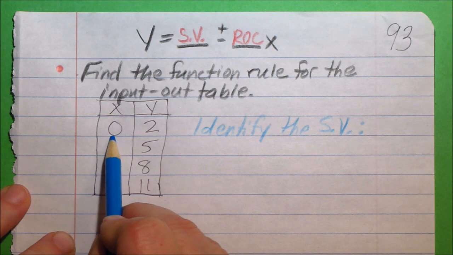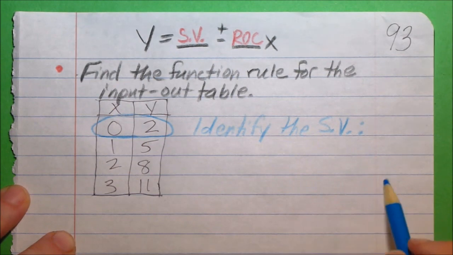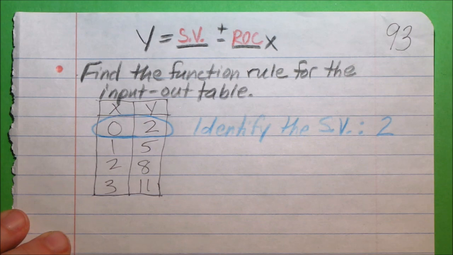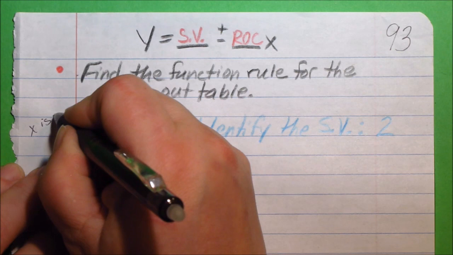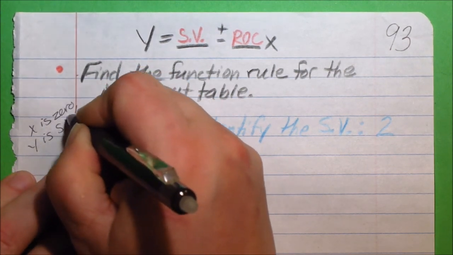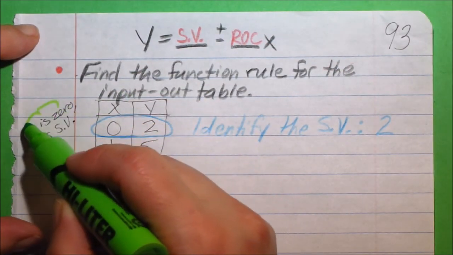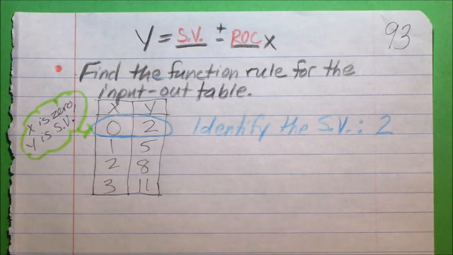So here is where x is 0, so that means 2 is the start value. So I'm going to circle that right there, and right down here, 2 is my start value. And make a little note here: x is 0, y is the start value. Right there. Okay.